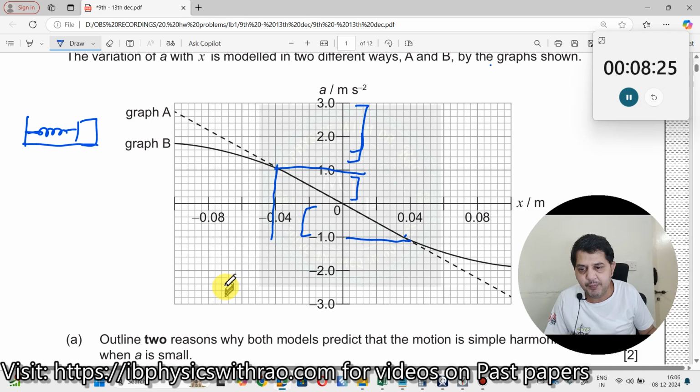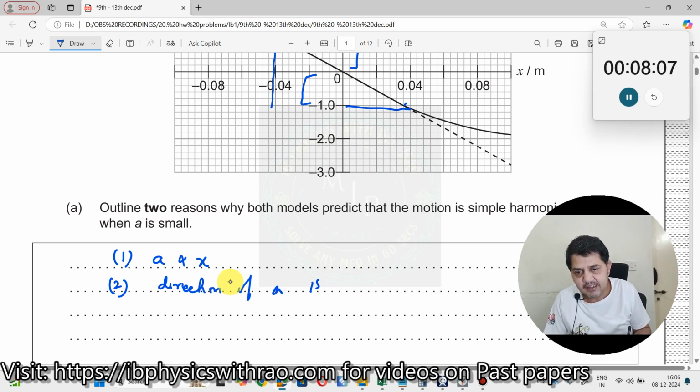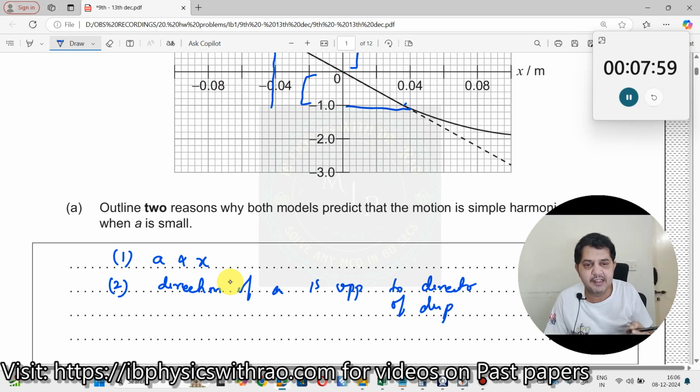So you need to put across two reasons. What are the reasons? You just give the definition of SHM. First, acceleration is proportional to displacement in this region. Both the models predict the same thing. And secondly, the direction of acceleration is opposite to the direction of displacement. Now you can ask me, how do you understand the direction?